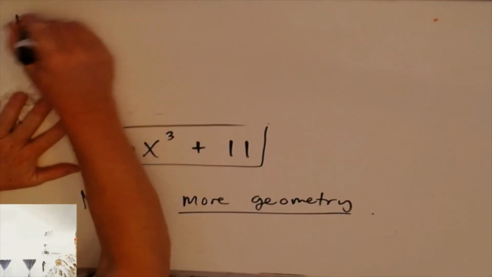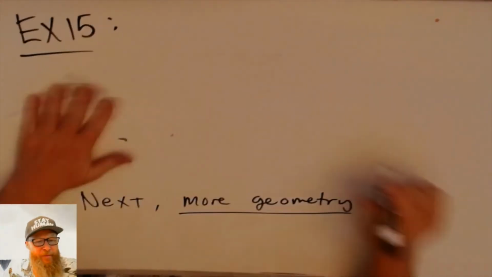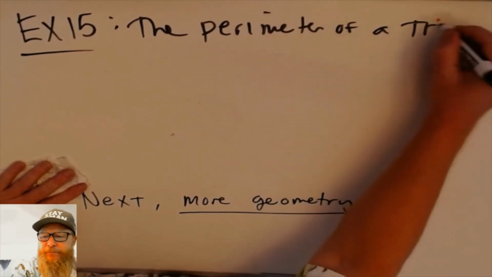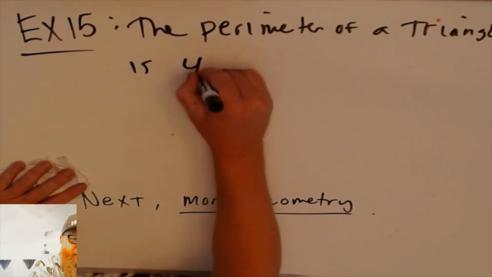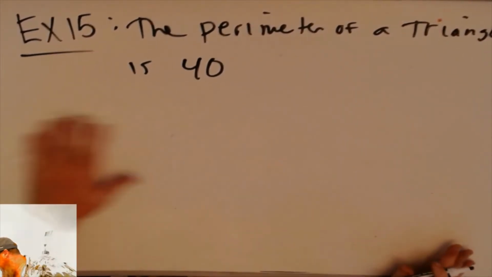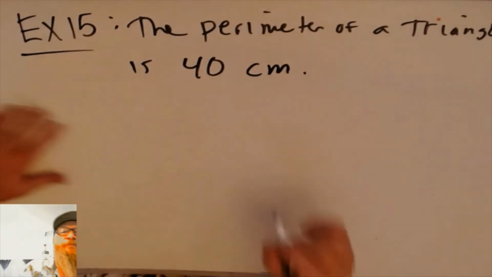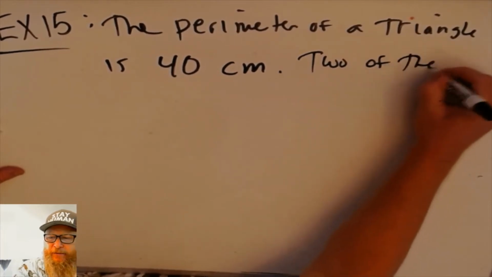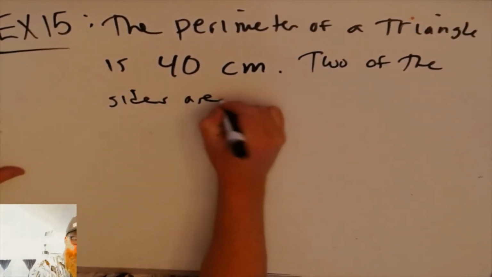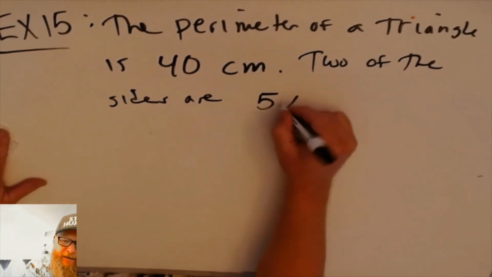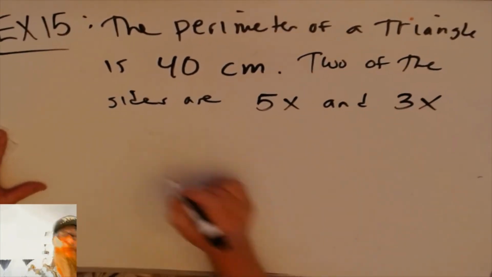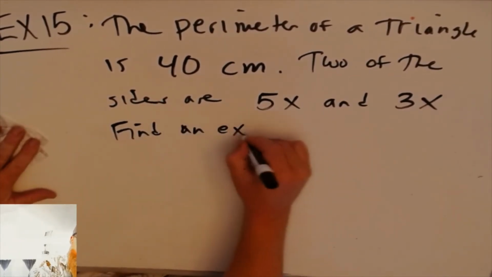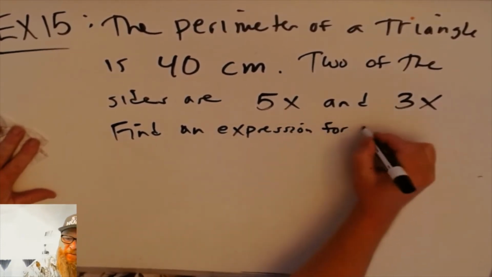So example 15, the perimeter of a triangle is 40 centimeters. Two of the sides are 5x and 3x. Find an expression for the other side.